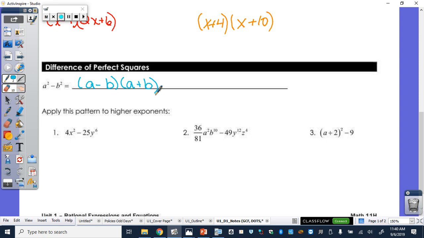So that first one's really not too bad. What's the square root of 4x squared? 2x. So that's what we will start with. So we got 2x and 2x. One's plus, one's minus. Square root of the second one. 5y to the third. Good. There you go.